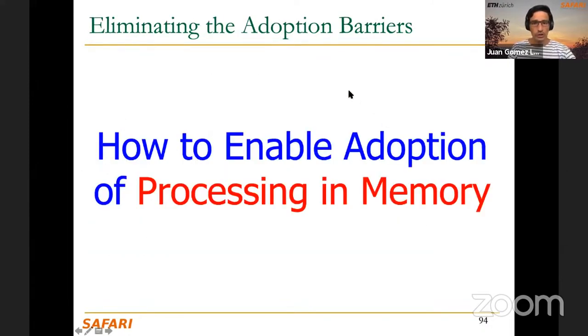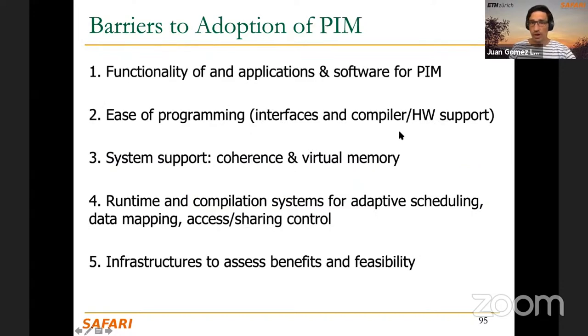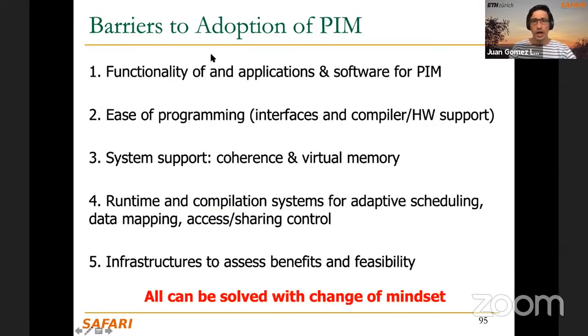So, how to enable the adoption of processing in memory? Some of the barriers for adoption of processing in memory are these 5 that you can find here. First, functionality of applications and software for PIM. So identifying what's the right computation that we have to do near the memory, and what applications and software can benefit from this. We have done already a little bit of work in this direction, and I'm going to mention soon one of our works.